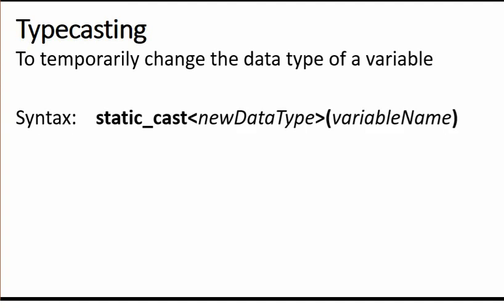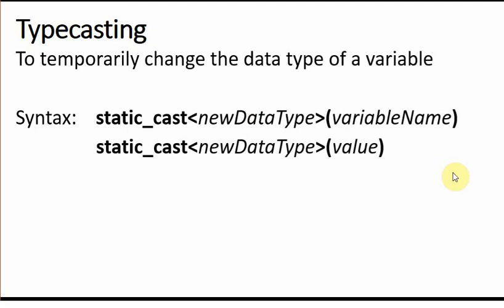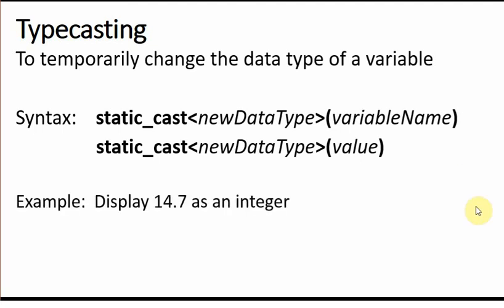Here's the syntax to typecast a variable. So here's the variable called variable name. The syntax is static underscore cast, in angle brackets, whatever your data type is. And remember, this is a temporary change. So you can static cast a variable. You can static cast a value. You can static cast the results of an expression.